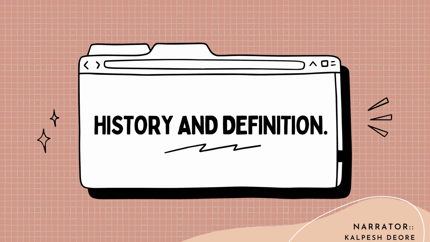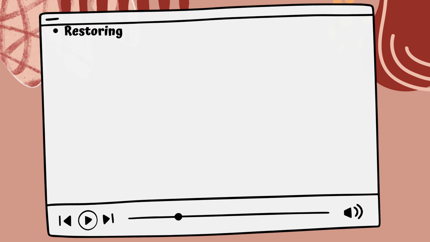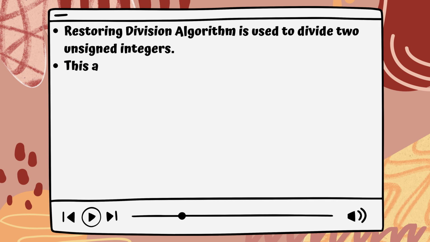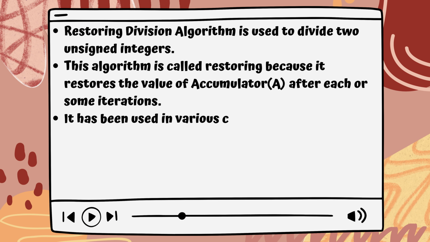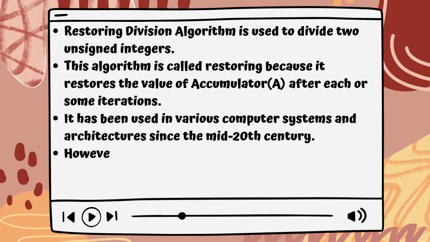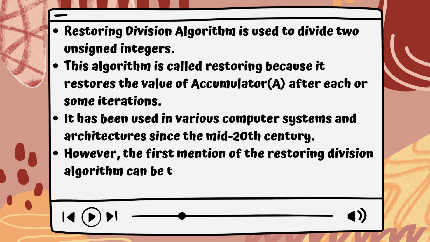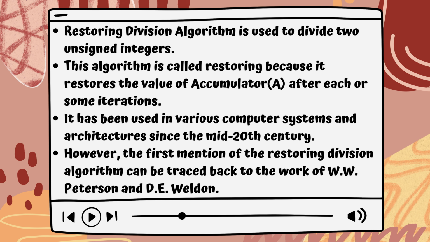Now, let's start with the history and definition of restoring division algorithms. Restoring division algorithm is a method used for division of two binary numbers in computer arithmetic. It is an iterative process that involves comparing the divisor with the dividend and subtracting them until the result is less than 0.